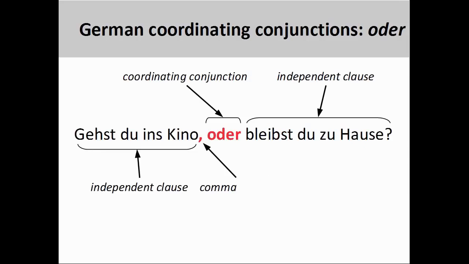Oder can also be used to present alternatives between activities expressed in two independent clauses. The first independent clause, gehst du ins Kino, are you going to the movies, forms the first alternative, and the second independent clause, bleibst du zu Hause, are you staying home, presents the second alternative.